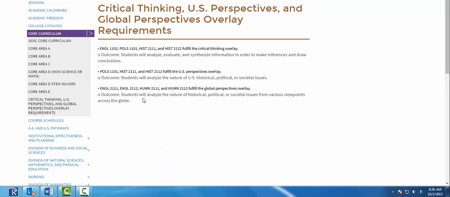We also have overlay outcomes. That is, overlays are themes that sit above the other learning outcomes or above the other areas: critical thinking, U.S. perspectives, and global perspectives. So these are the outcomes for critical thinking, U.S. perspectives, and global perspectives. By taking these courses, students are to learn these things. They're supposed to achieve these learning outcomes as part of the core.